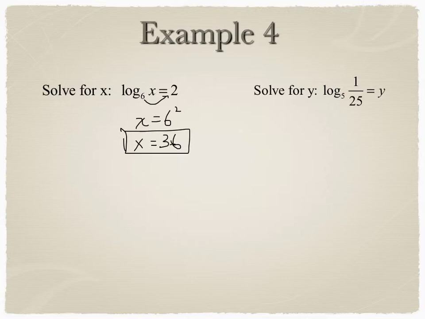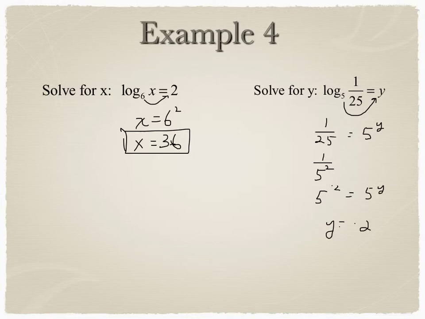Let's try this other one. Log base 5 of 1 over 25. Well, that 5 will move and bump up the y. So 5 to the y equals 1 over 25. Well, 1 over 25 is 1 over 5 squared, and 1 over 5 squared can be rewritten as 5 to the negative 2. Okay? So we can say y is equal to negative 2.